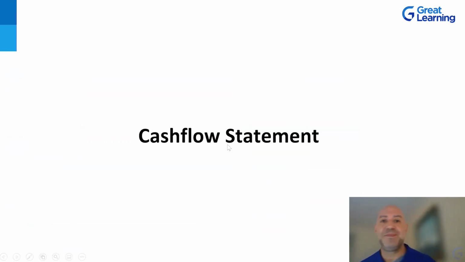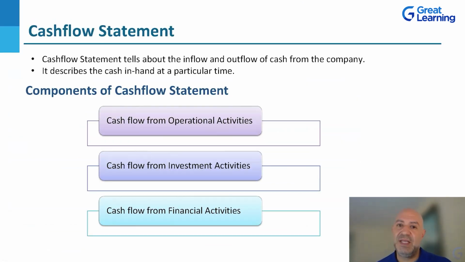Cash flow statement. The cash flow statement tells about the inflow and outflow of cash from the company. It describes the cash on hand at a particular time. So think about all the cash that comes into your organization. It's coming in and it's going out, meaning if you generate cash on one item, you might have to pay it out to a vendor or somebody else. But the statement shows a picture of the cash that you have, depending on the ending date of when the statement was compiled.